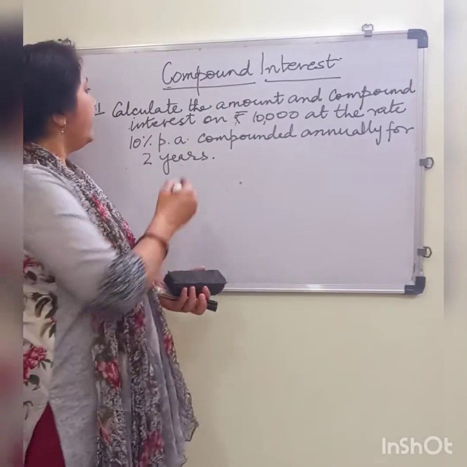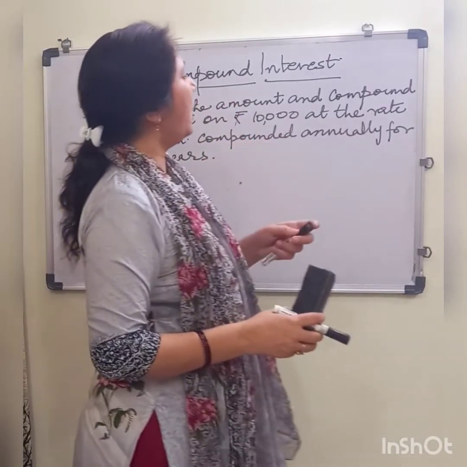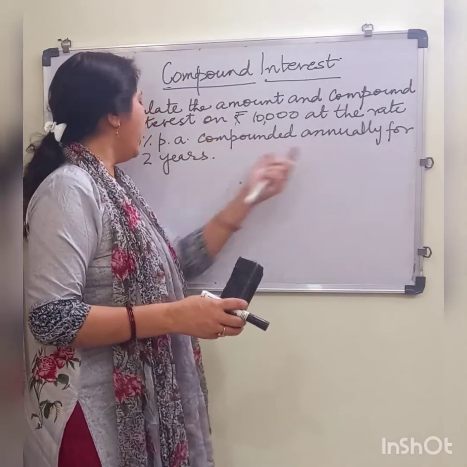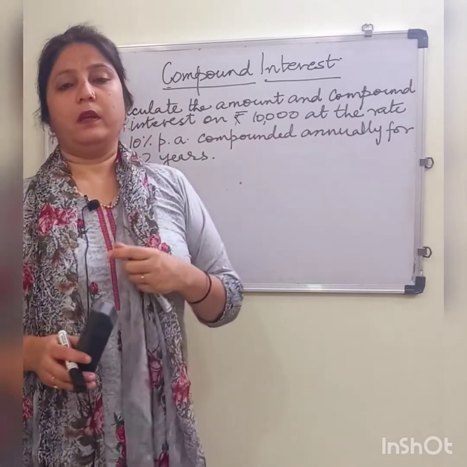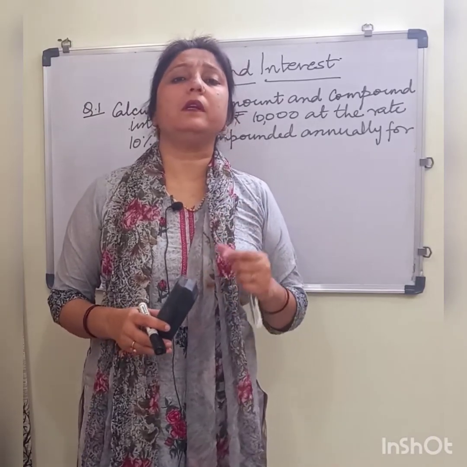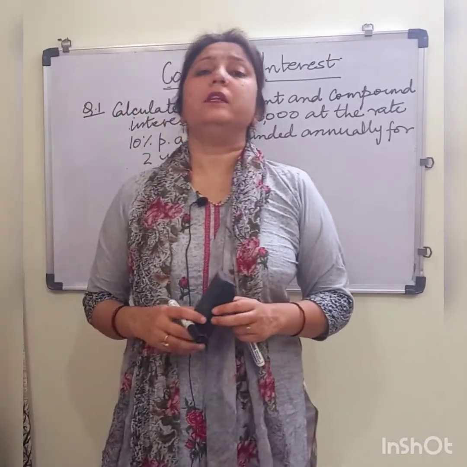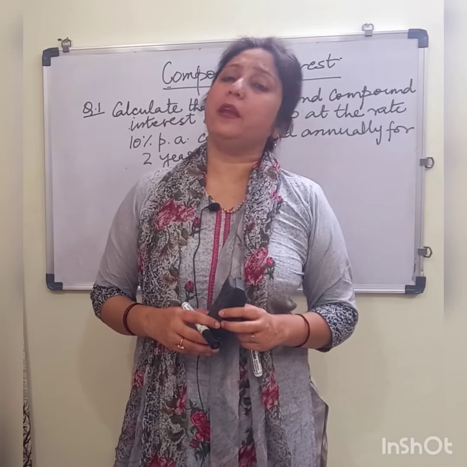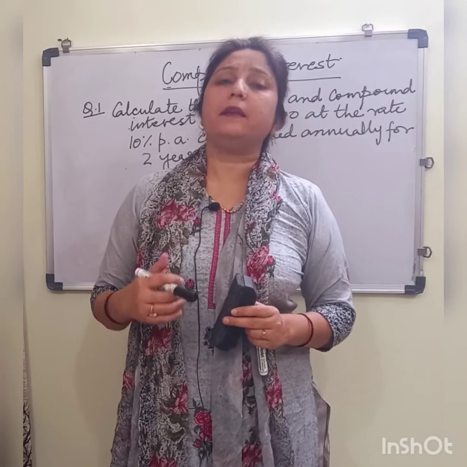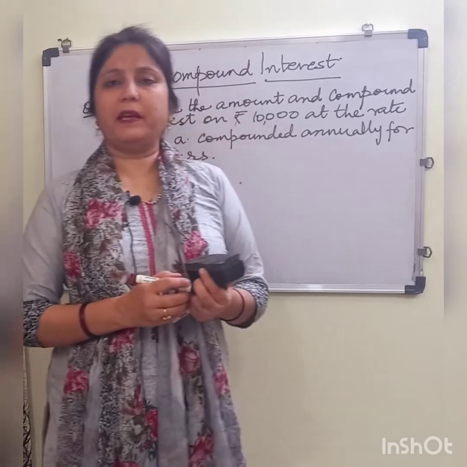Now here I have taken a question. Calculate the amount and compound interest on rupees 10,000 at the rate of 10% per annum compounded annually for 2 years. So your rate of interest is 10% compounded annually. Here in the questions of compound interest, the nature of the rate, what way you are going to compound it or how you are going to manage with that, it is compulsory to mention. Time is 2 years. Let's begin with the solution.